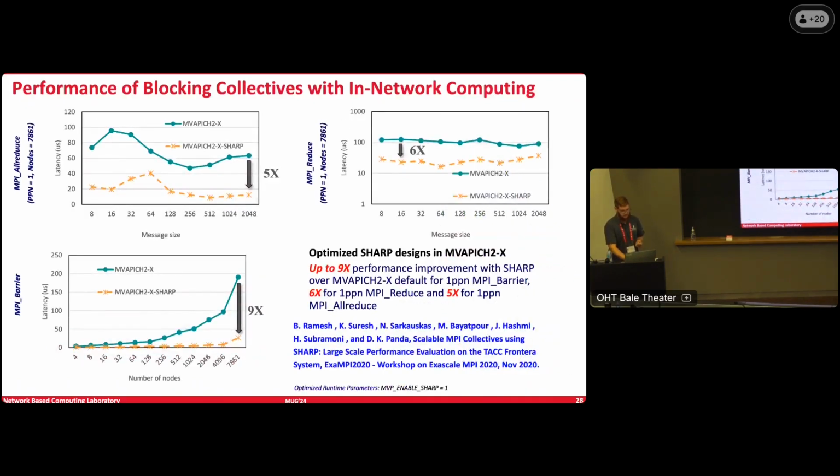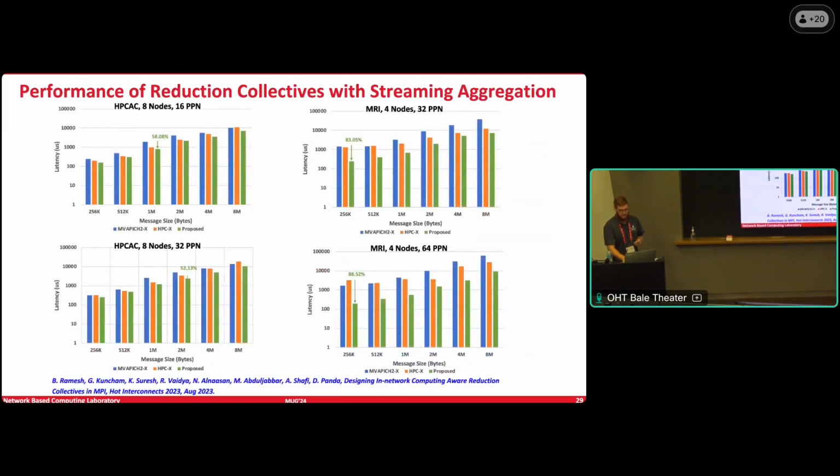So you can see this, for blocking collectives, this can show anywhere from 5 to 9 times improvement. And there's a lot of enhancements we've done here. These were originally available only in MVAPICH 2-X, but we have brought these into the open source version. SHARP is only supported on a few clusters. It does have to be enabled at the network level by the system administrator, but if it is available, it does show really excellent performance gains.